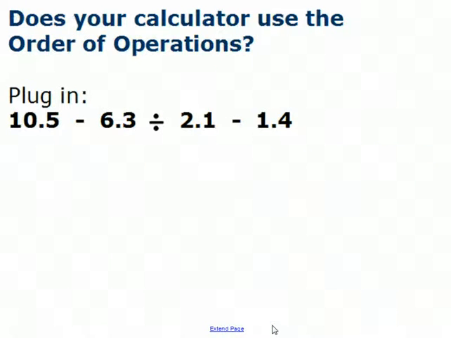Okay, last thing to check before we're done with the video lesson. Find out whether or not your calculator knows order of operations. It really doesn't matter whether it does or not, as long as you understand order of operations, but it's useful for you to know whether or not the calculator is already figuring this out for you or isn't.